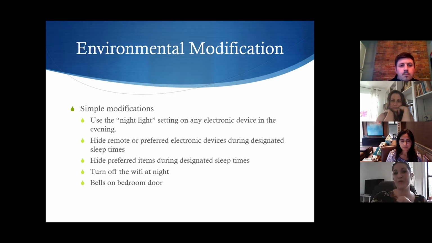Hiding the remotes or preferred electronic activities during designated sleep times. Sometimes just turning the Wi-Fi off at night if you have a kid that likes to get up once you go to bed and sneak onto the computer to play some games. If there's no Wi-Fi, that's not going to be possible. There's also, if you have a child who might engage in bolting or trying to leave the home at night, or even trying to get out of a specific part of the house, I have had families put a little bell on the door so the family is woken up when the door opens, so that they can then go and support the child and bring them back to bed. So those are just some simple modifications.